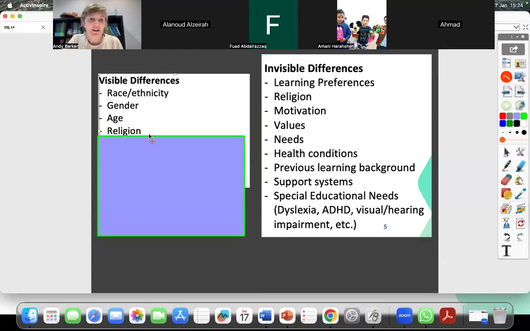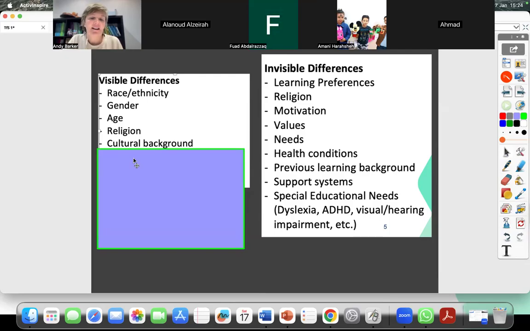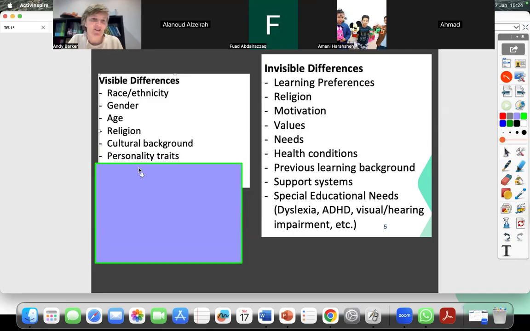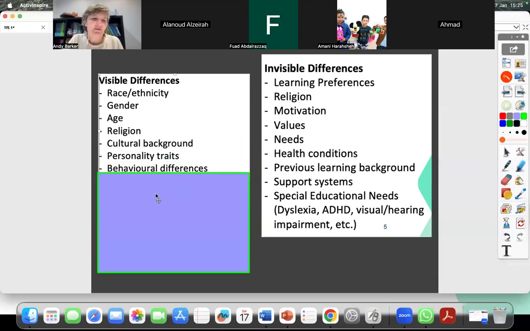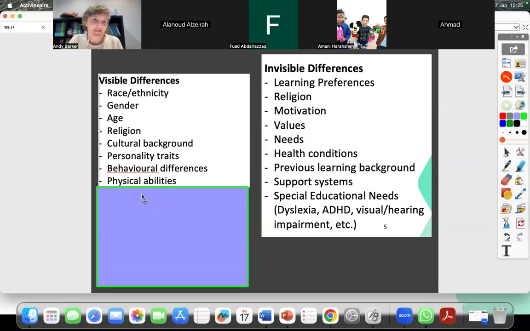Religion, which, as you can see, is a crossover, isn't it? We might not know at the beginning, but we can discover this. Cultural background, which you may or may not be able to see. Again, it can cross over. Personality traits, how they behave, you can notice this very quickly, right? You suddenly begin to define your students in class on the first day, right? Behavioral differences, which is kind of similar to personality traits, isn't it? Physical abilities.